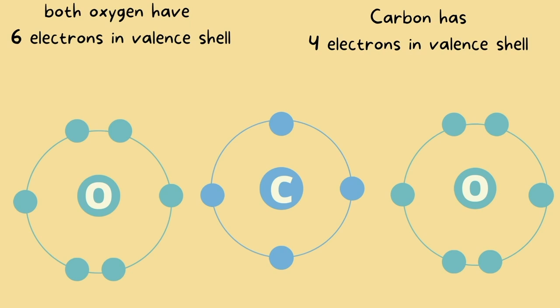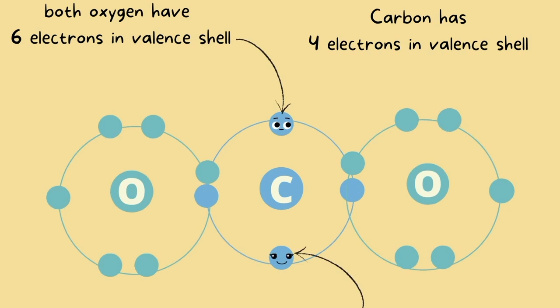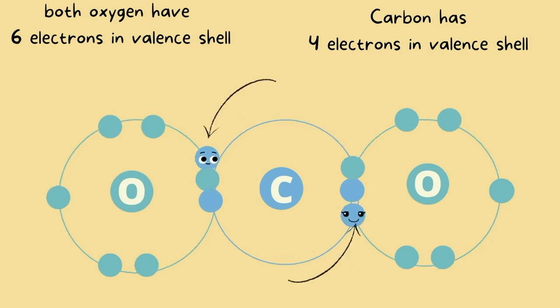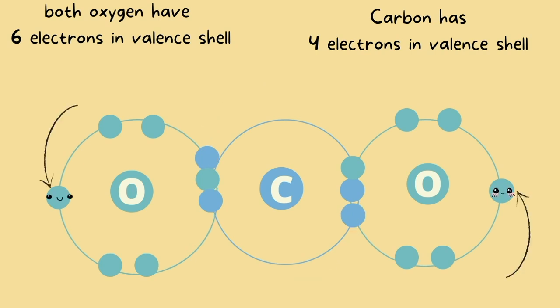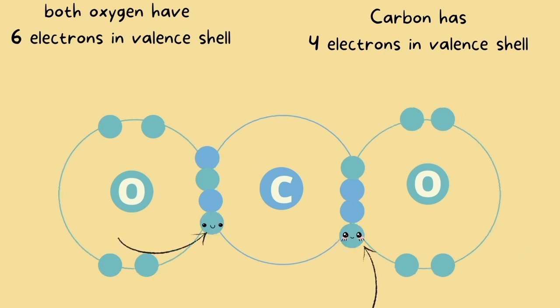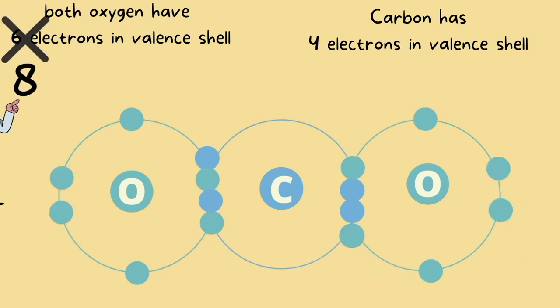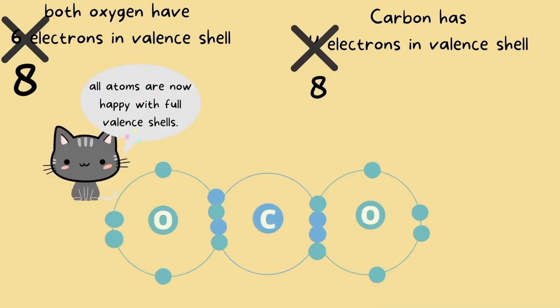Remember, these atoms have one goal in mind, and that's to fill up their valence shell with 8 electrons. So carbon is going to take 2 electrons and share them with both of the oxygens. And oxygen is also going to take one of its electrons and share it with the carbon. So now this is all rearranged, and we'll notice that oxygen now has 8 electrons filling its valence shell. And carbon also has 8 electrons filling its valence shell. So all atoms are happy with full shells.